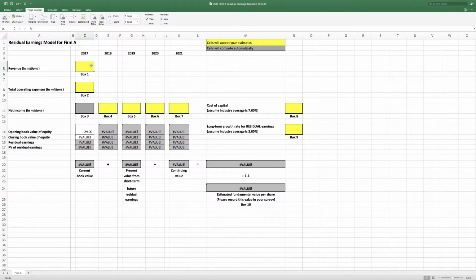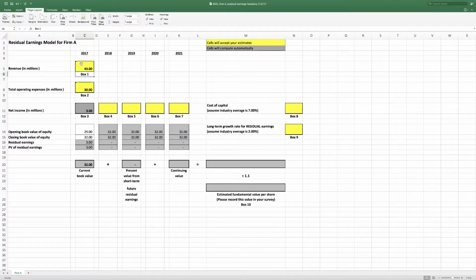Firm A's opening book value of equity is $29 million and is already reported in the spreadsheet. Firm A's reported revenue for this year is $45 million, and Firm A's reported total operating expenses for this year are $30 million. If I think $45 million and $30 million are my best estimates of true revenue and operating expenses, I will put those amounts in boxes 1 and 2, or I can adjust them. For example, if Firm A has a specific financial accounting policy causing them to report $2 million of revenue more than my best estimate of revenue, I will subtract the $2 million from reported revenue and put my adjusted revenue of $43 million in box 1.